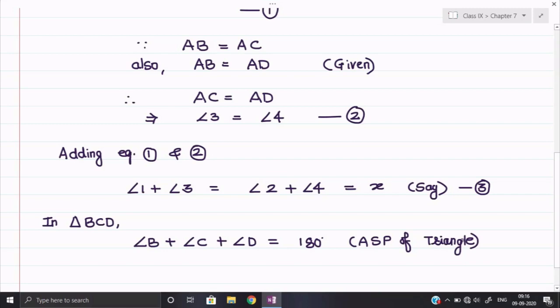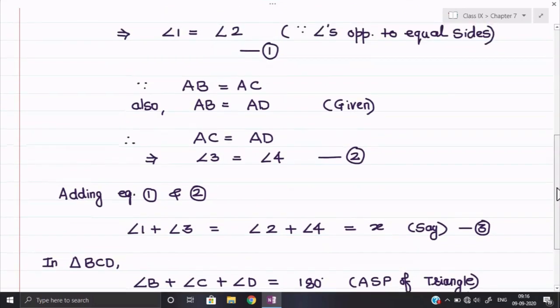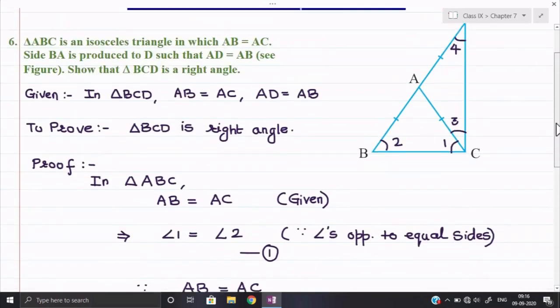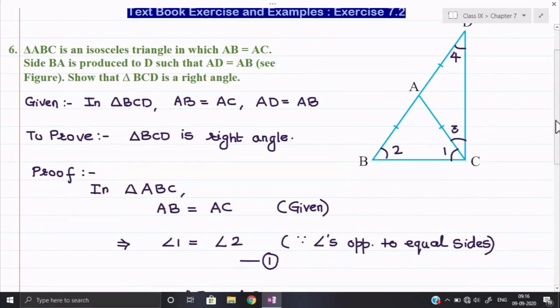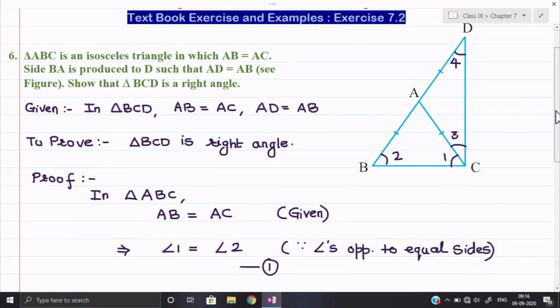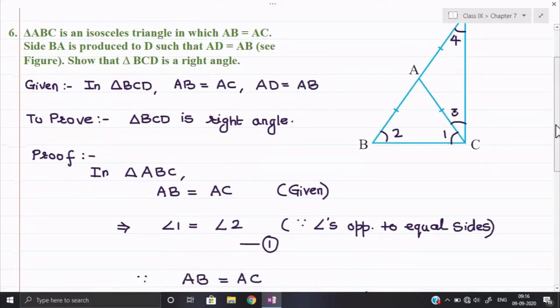Okay, now look at triangle BCD again. In that, what is the value of angle B? Angle B is actually angle 2, and angle C is actually angle 1 plus angle 3. Remember, angle 1 is a part of angle C and angle 3 is also a part of angle C. So when I write down the value of angle C, I will write 1 plus 3, because when I add both parts, it will be equal to angle C, and angle D will be equal to angle 4. Right? So let us write down these values.